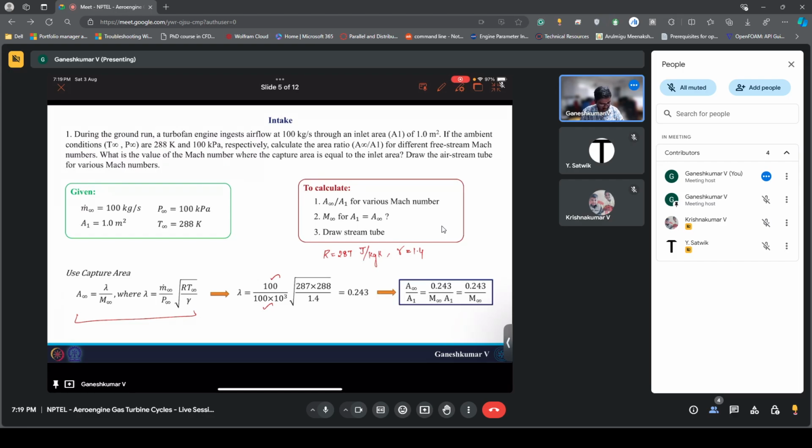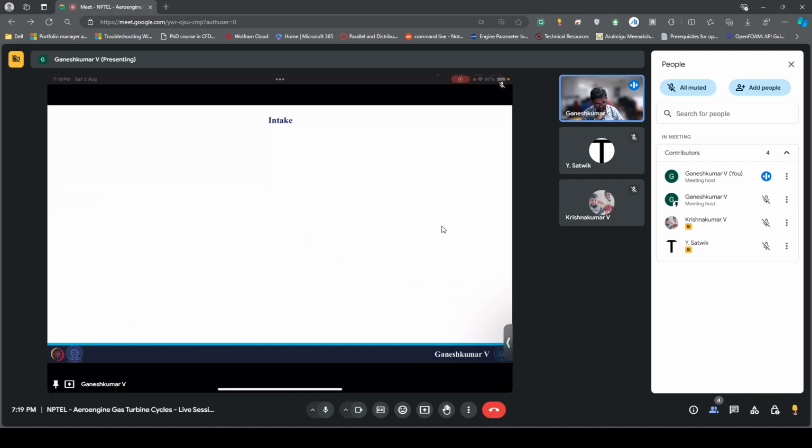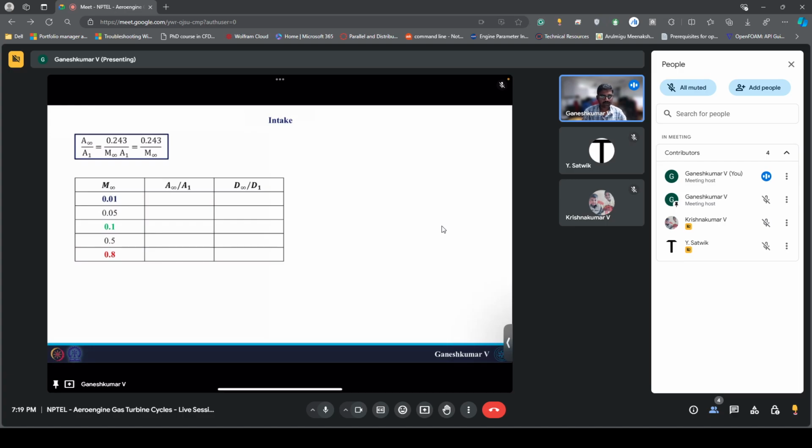So 0.243. If you substitute all this together, you can write this relation. You can just divide by A1 on both sides to get A infinity by A1. So with this, you can get A infinity by A1 to be 0.243 by M infinity. Okay, so the next thing is we need to calculate, for different M infinity, what would be your A infinity by A1. Here I'm also plotting D infinity by D1.